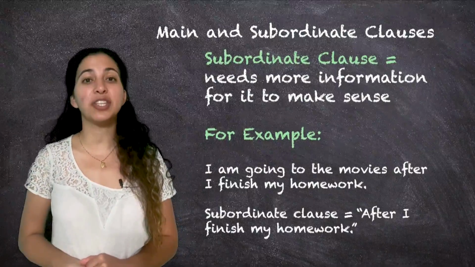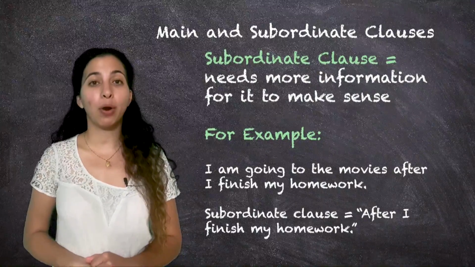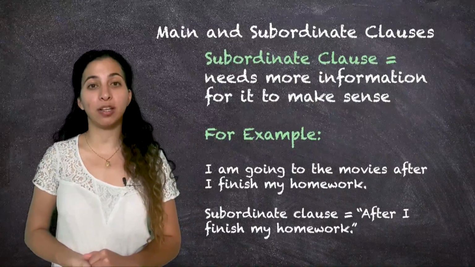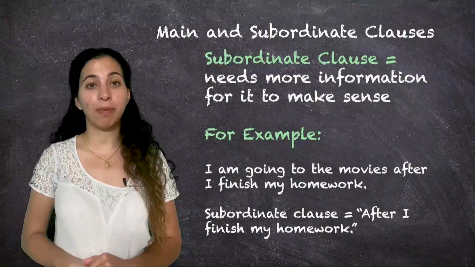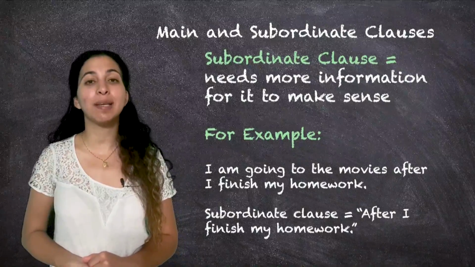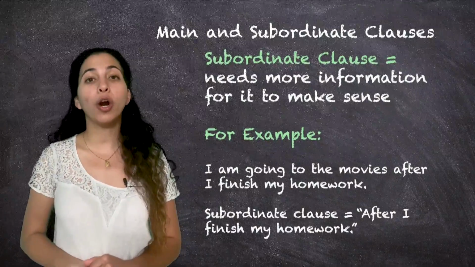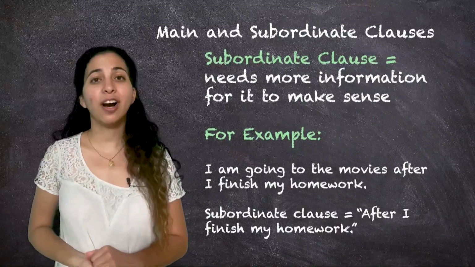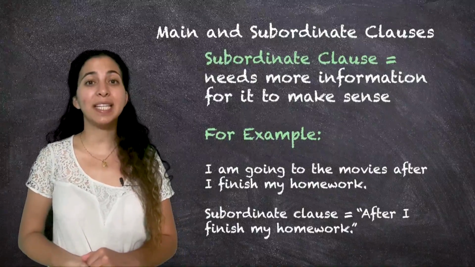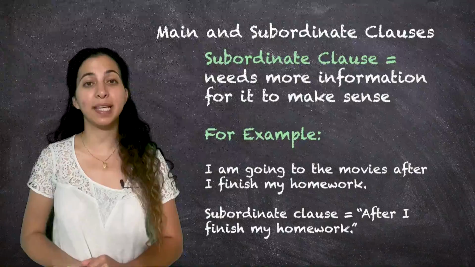This sentence has two clauses. I'm going to the movies, which is an independent clause, and after I finish my homework, which is called a subordinate clause or a dependent clause. It is called a dependent clause because it needs more information for it to make sense.